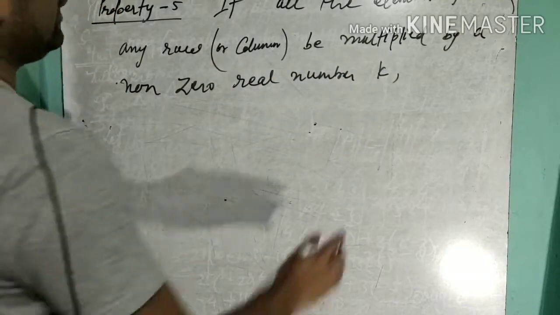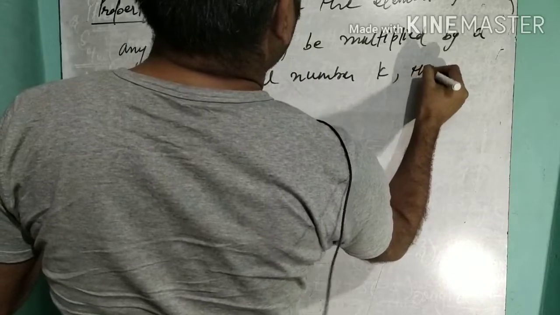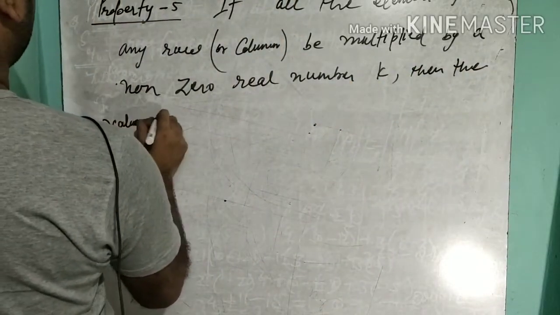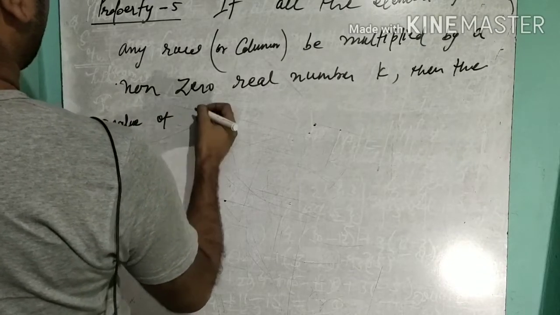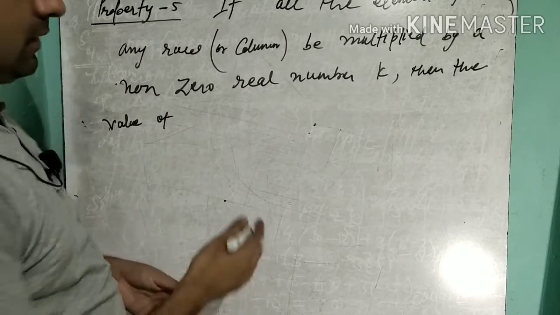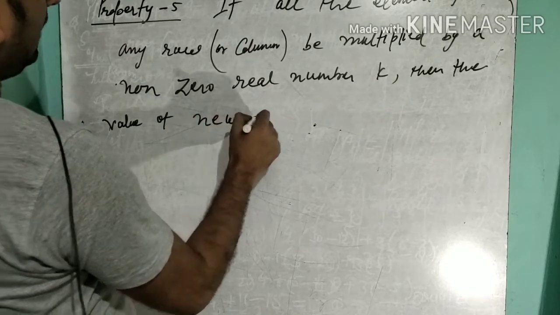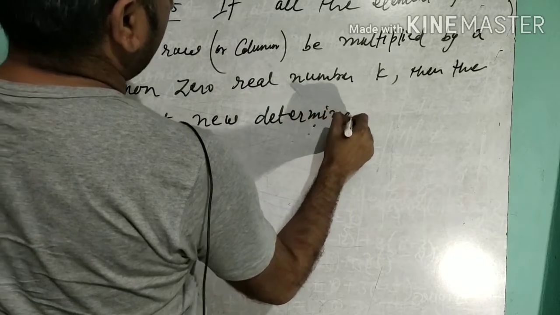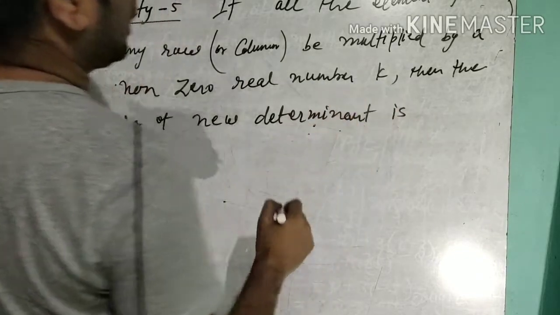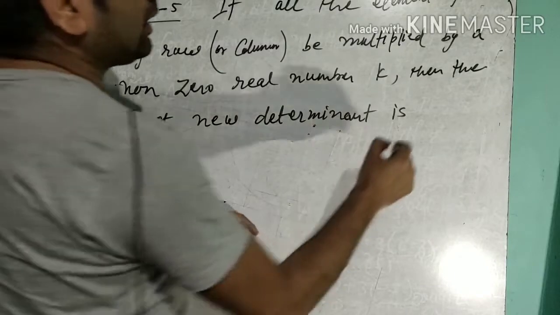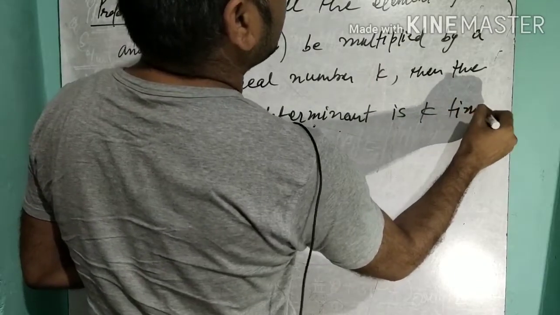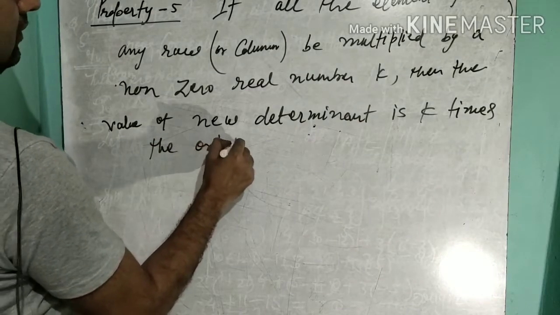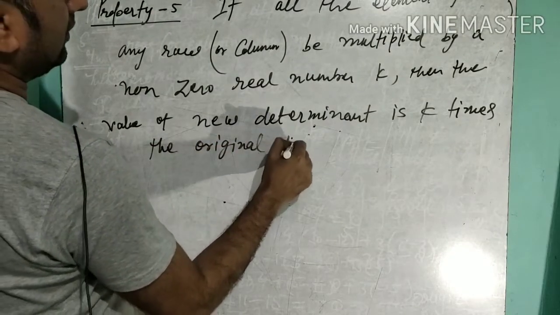then the value of the new determinant is k times the original determinant.